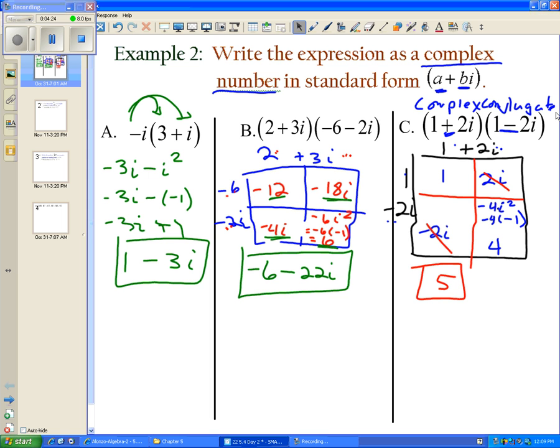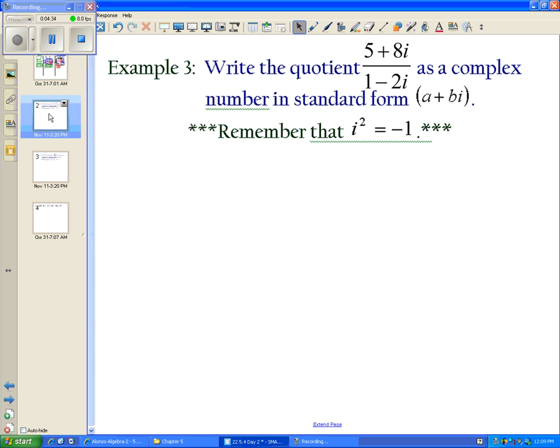That's multiplying complex numbers. Hopefully that makes sense to you. The next two pages are dividing complex numbers. Let's look at this. Write the quotient 5 plus 8i divided by 1 minus 2i as a complex number in standard form, a plus bi. Remember that i squared equals negative 1. I want to start with my problem: 5 plus 8i divided by 1 minus 2i.